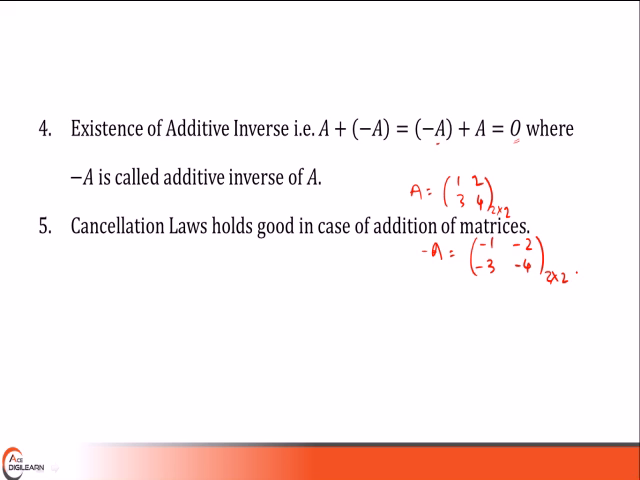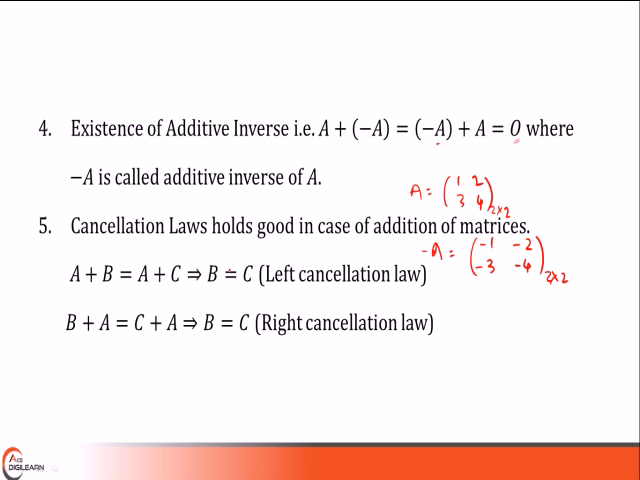Next, cancellation laws hold good in case of addition of matrices. First, you can see the left cancellation law. If A plus B equals A plus C, then we can write B equals C, which is called the left cancellation law. And B plus A equals C plus A, which you can write again as B equals C, which is called the right cancellation law.